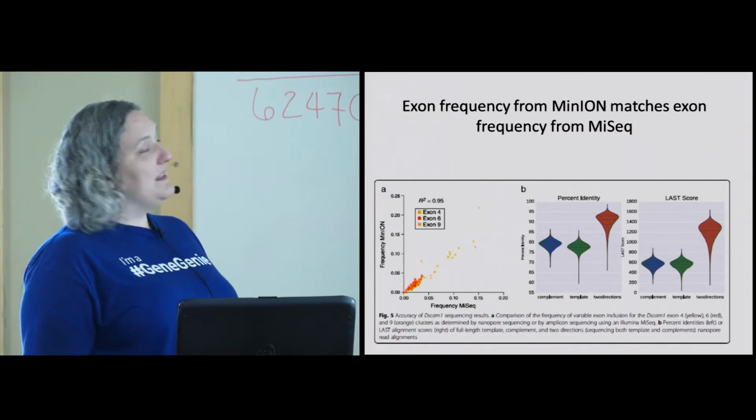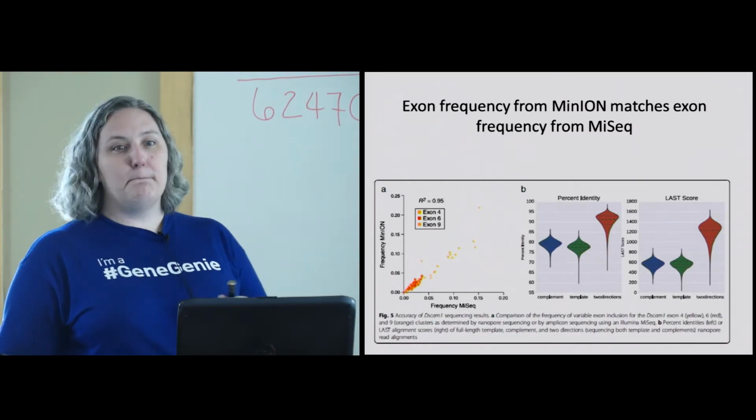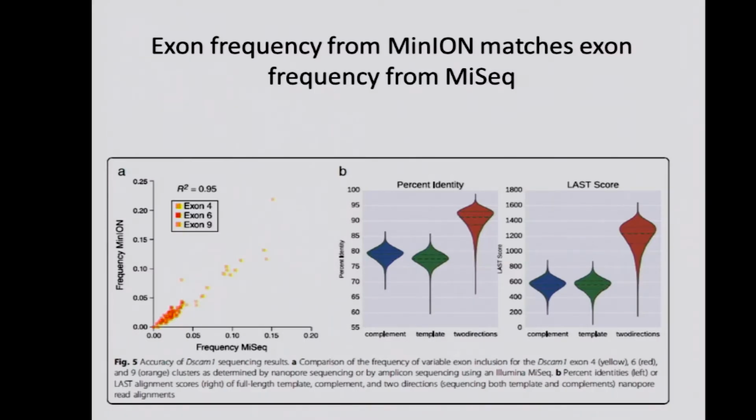What they found was that, for at least some of the exons, they matched the MiSeq's results. If you do the same project with MiSeq sequencing, getting much greater depth of coverage and much greater information about how many exons are present, we find that the frequency of exons 4, 6, and 9 from the DSCAM gene are approximately the same. You can't really see 4 here as the frequency in the MinION. So at least for some things with high coverage, we can see consistency in the biological relevance of the data.